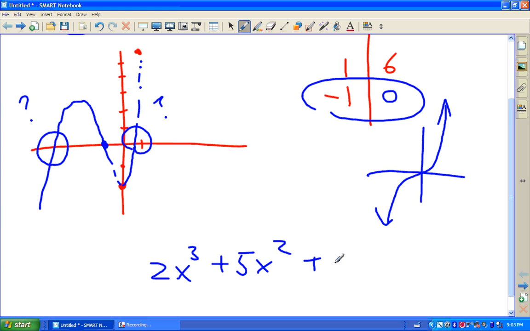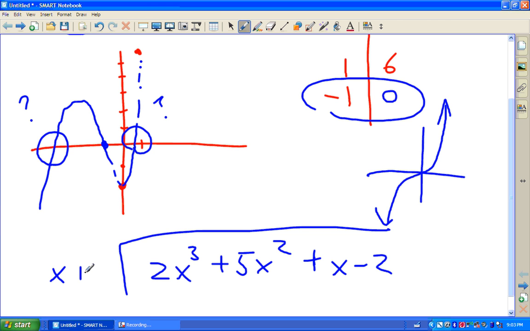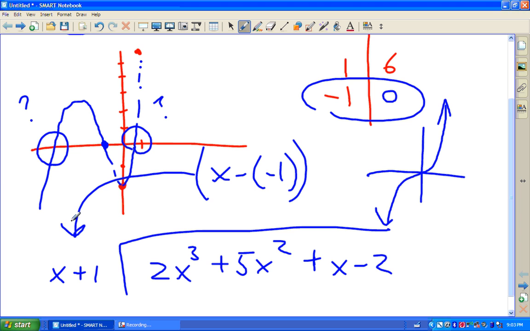Plus x minus 2. Sorry for the pause there. I had to go find the problem. And I now know that x plus 1 is a root because I found this intercept when x equals minus 1. Remember that x minus that intercept equals one of the roots. So that's where I get my x plus 1 over here.